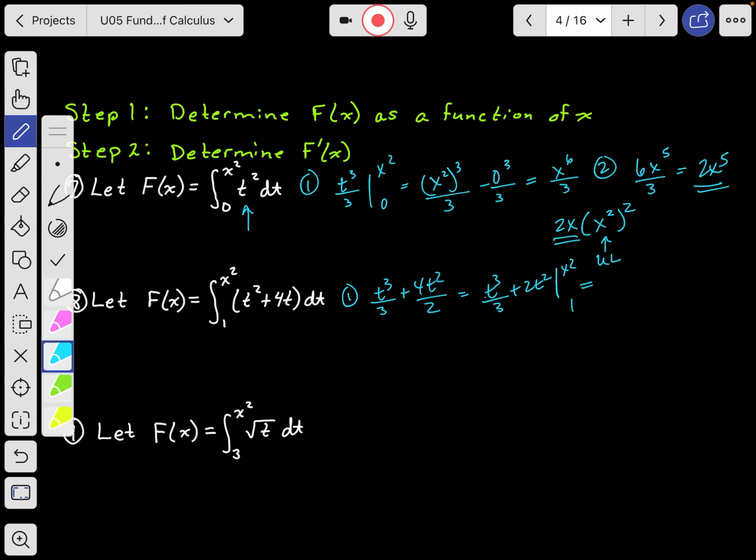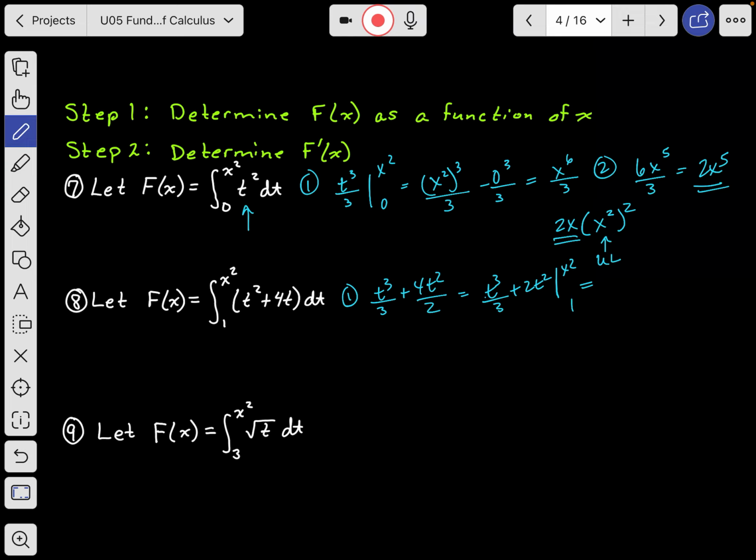I'm going to go ahead and substitute in the upper limit, so that's going to give you x squared cubed over 3 plus 2x squared squared, if I substitute in the x squared for this t here and square it. If I want to plug in the 1, I could do that, but I'm going to be subtracting a constant, and when I take the derivative of that in step 2, it's going to go away.